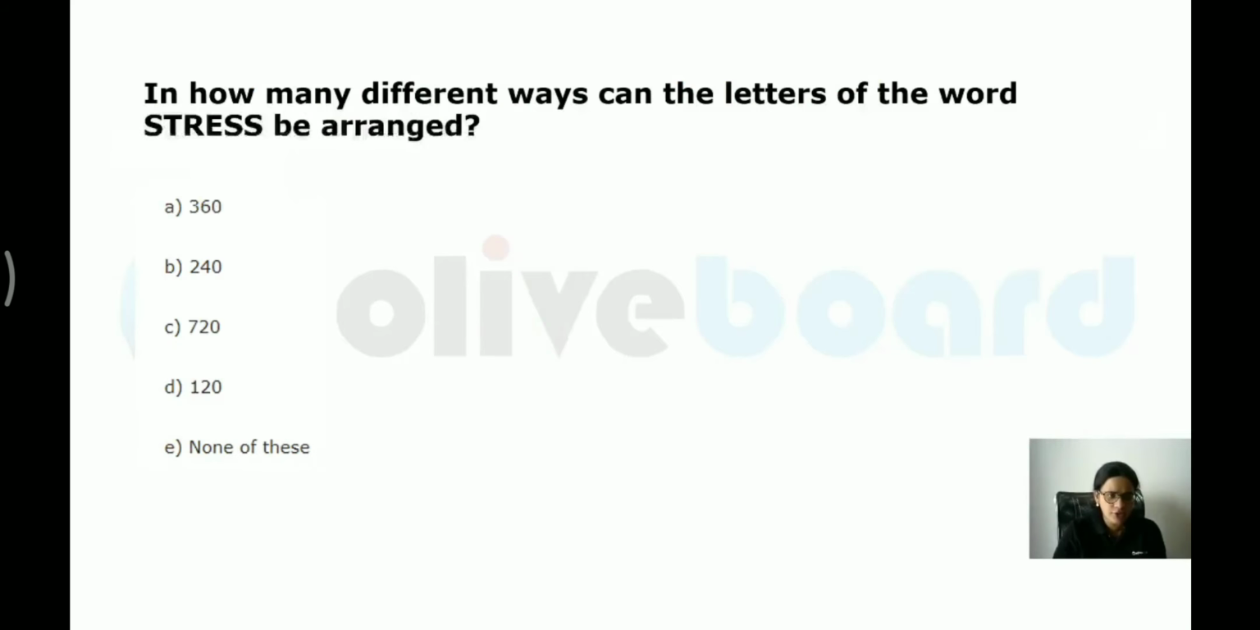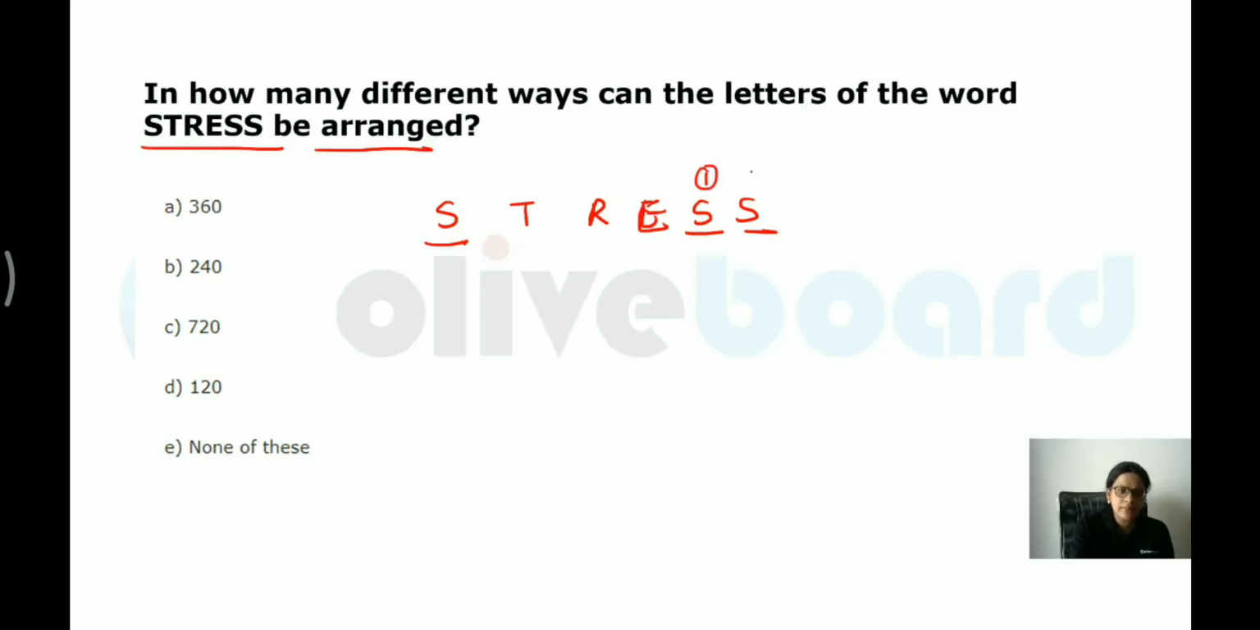Let me move on to the next question. Here there is a small change. In how many different ways can the letters of the word STRESS be arranged? Now if you observe over here, let me take an example to explain it to you. The letter S is repeated 3 times. Let me assume this is number 1 and this is number 2.